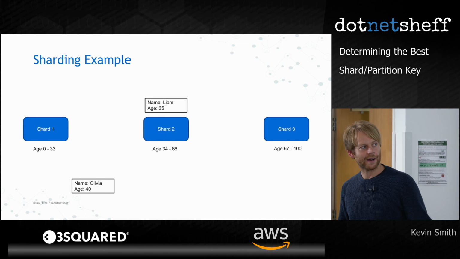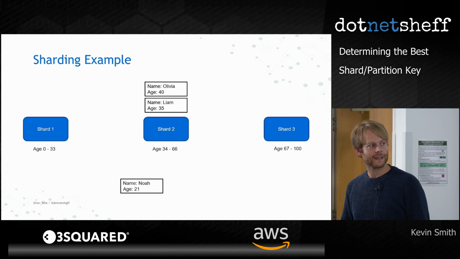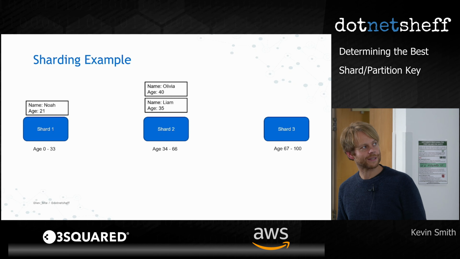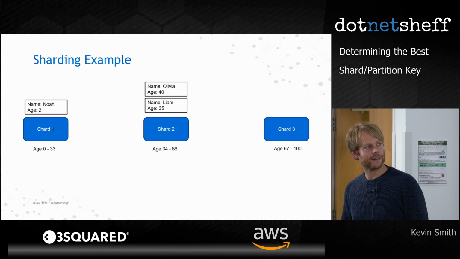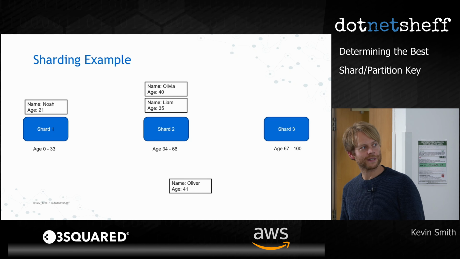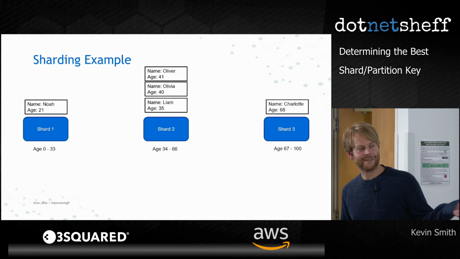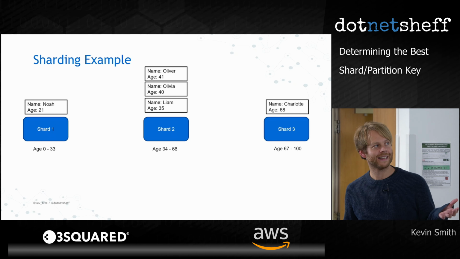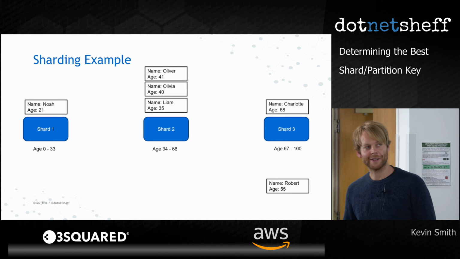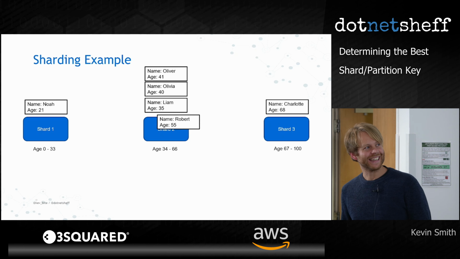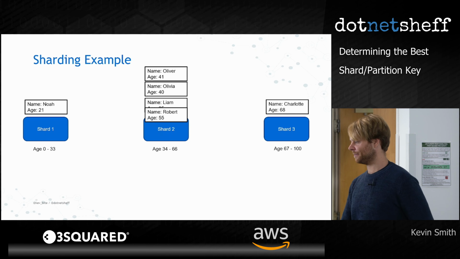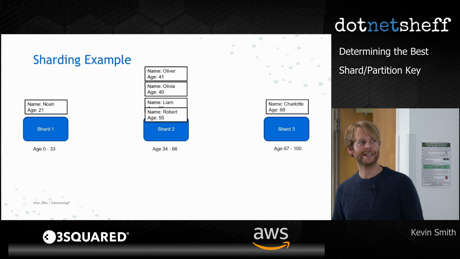Olivia would also go on shard 2 as well, so we just put her there. Noah would go on shard 1 because he's 21, so he's less than 34. Oliver would also go on shard 2, and Charlotte would go on shard 3. So this is how it works in every single system, really. All it's doing is getting that bit of data and funneling it off onto some node somewhere based on some kind of key. I've got another one, Robert. So yeah, Robert goes on shard 2 as well, because he's 55. So I hope that makes a bit more sense than me talking.